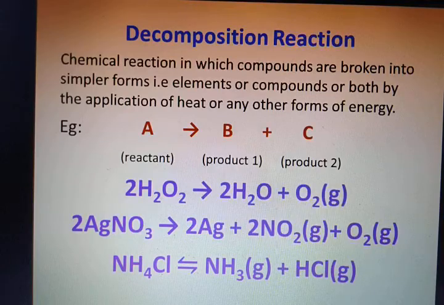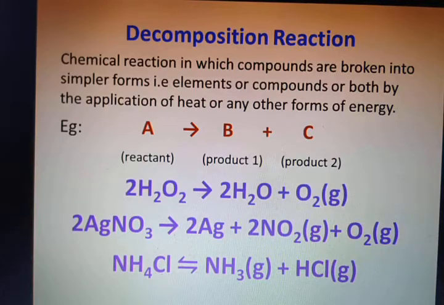So this is called decomposition. Since most of the reactions are carried out by the application of heat, it's called thermal decomposition. Now, examples: H2O2, hydrogen peroxide. If you heat it, you'll get water and oxygen. If you keep hydrogen peroxide under sunlight, that means I'm using light as a source of energy, then also it will break down into water and oxygen.